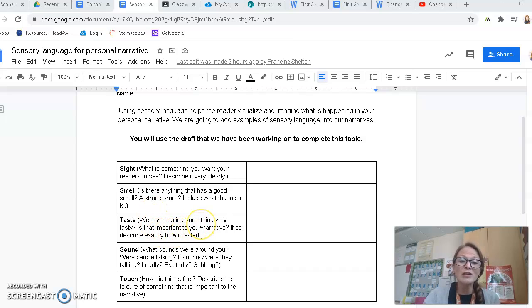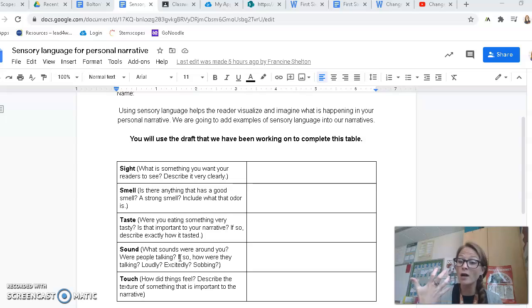Taste. When you're eating something, you can describe how something tastes. I know one of you, I think it's Zoe, is writing about a time when she was challenged with Takis. So she could describe how spicy they were, how crunchy they were. And that actually also goes into sound. What sound did it make? The bag crinkled, the crunching of those Takis.